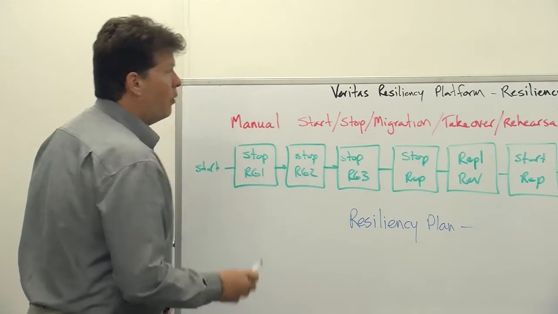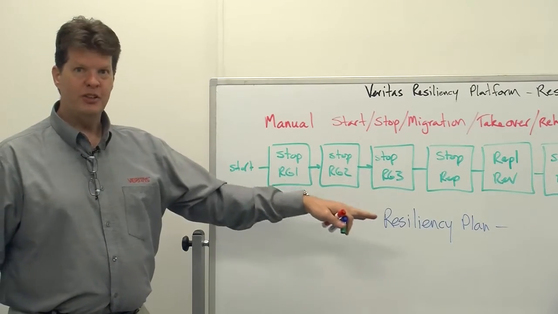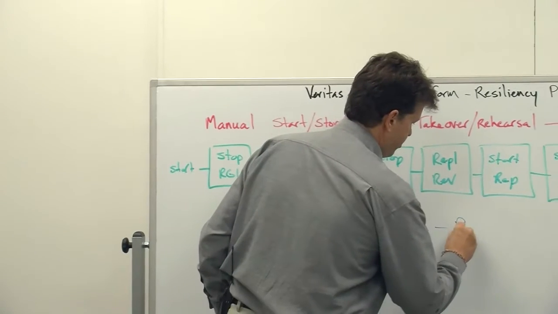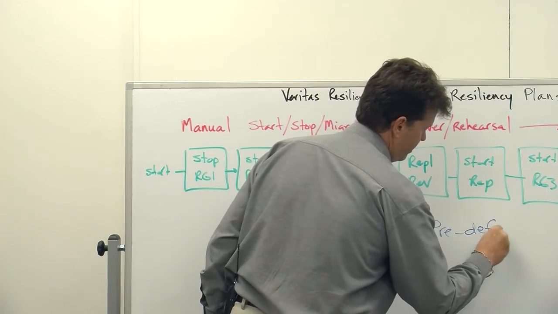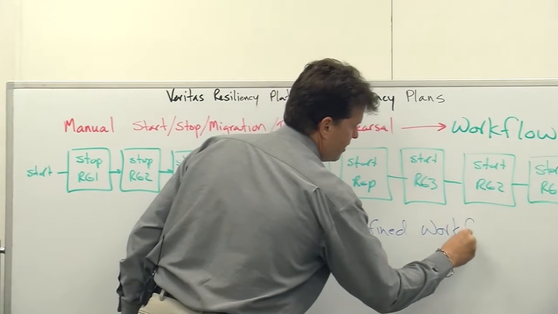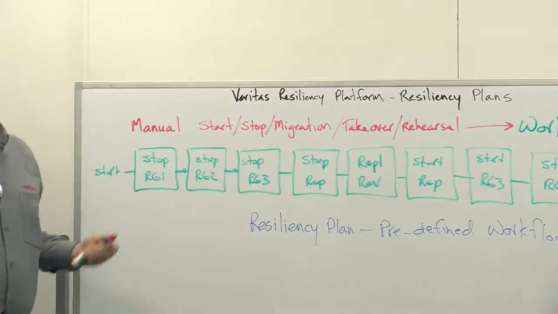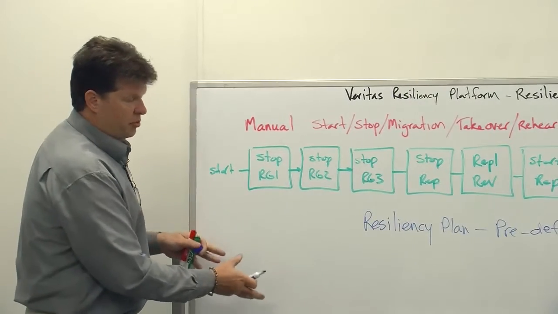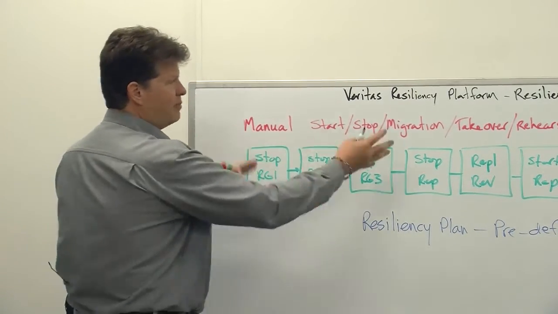Okay? Now, a resiliency plan is a pre-built workflow. Simply that. So it's a pre-built, or you could say pre-configured or predefined, I like that one, workflow. I could build one that mimics this, but there's no benefit out of that. What you can do with a resiliency plan that I find really cool is that I can take subsets of things.